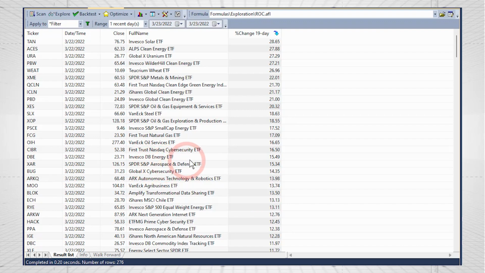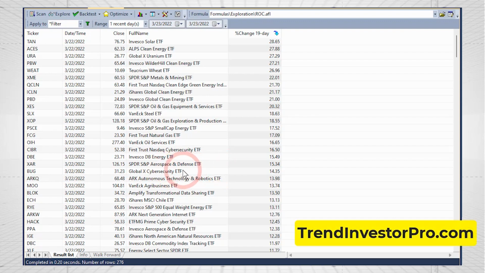And then we get to defense and aerospace leading up much more, 3 times as much as SPY. Cybersecurity also showing leadership with a big gain. And then we have transformational data sharing. I'm not sure what that is. But again, here we have aerospace and defense. So just by looking at these, we can see that there are some themes emerging since the invasion.